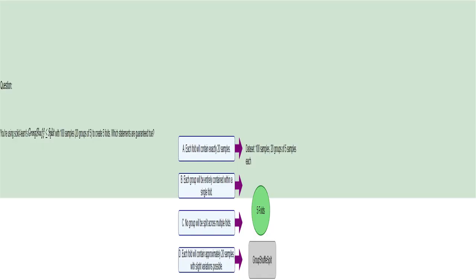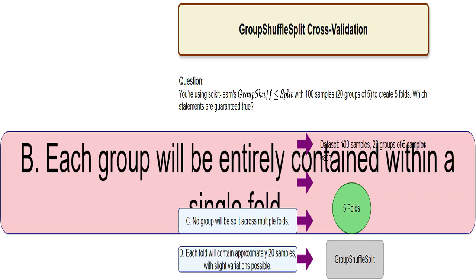Because GroupShuffleSplit keeps groups together, it's unlikely that each fold will have exactly 20 samples. The number of samples per fold will be a multiple of 5, the group size. This is true. That's GroupShuffleSplit's superpower.